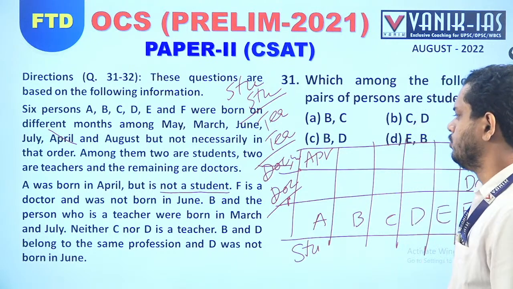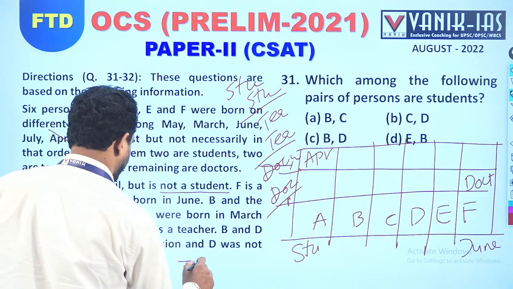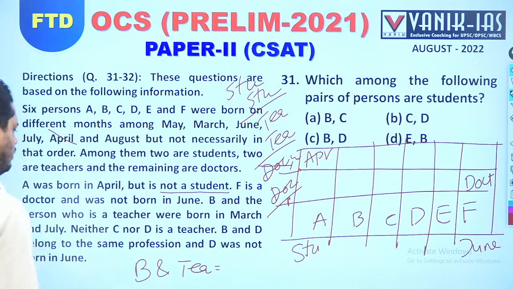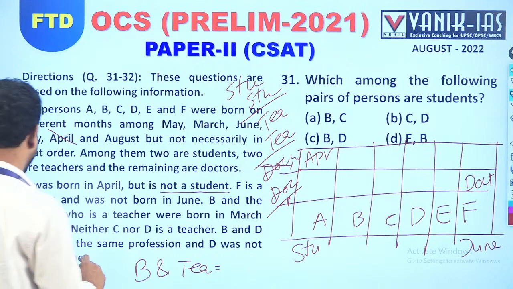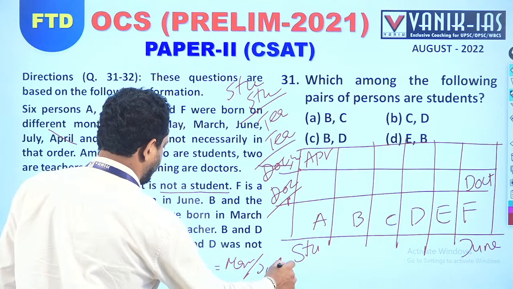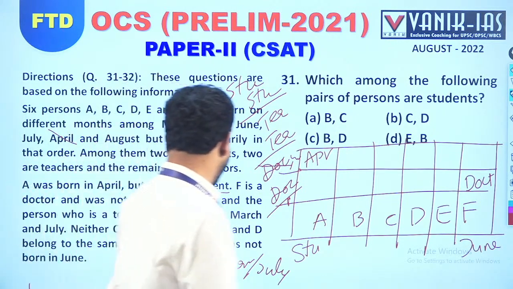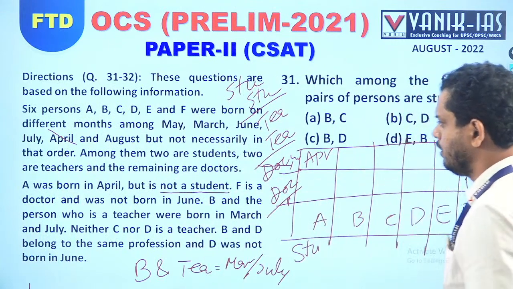B and the person who is a teacher, B and a teacher, right? B and a teacher were born in March or July. But as this is not given respectively, I cannot use it directly. I have to wait for some more time.